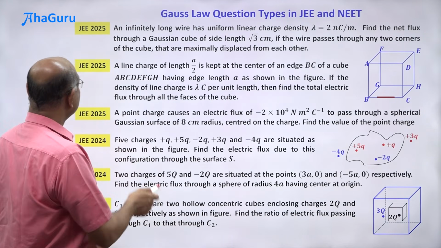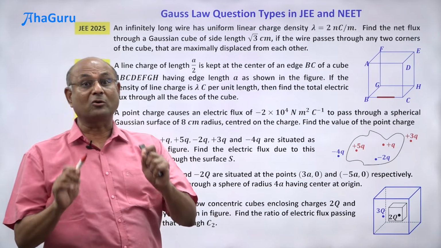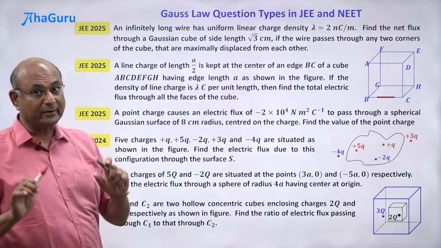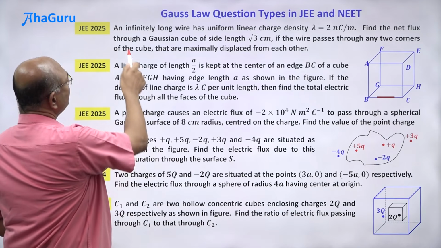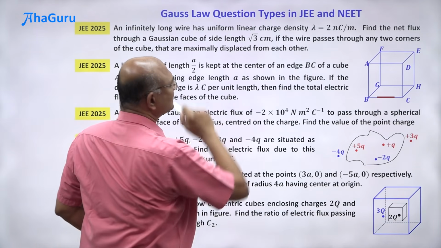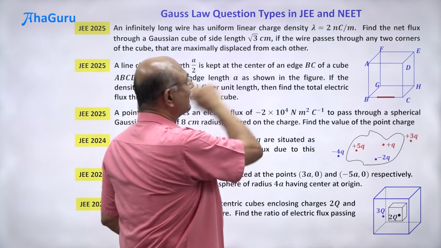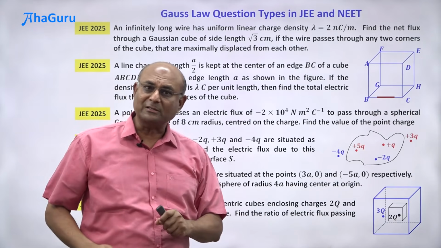You can see that just in 2025, so many different questions based on Gauss Law were asked. Again in 2024, quite a few questions were asked based on Gauss Law, right? So this question is telling you that there is an infinite line charge. The density is given. Find the net flux through a Gaussian cube. Okay, how do we solve such a question?